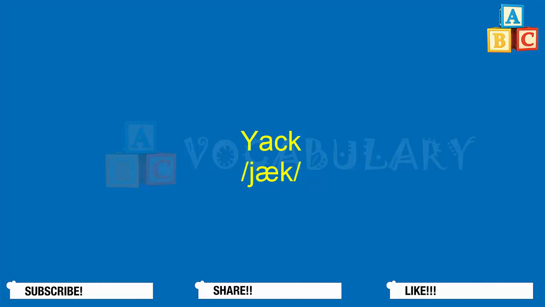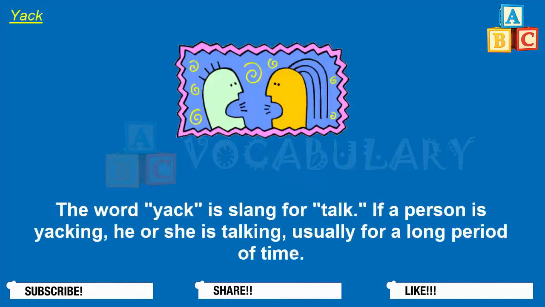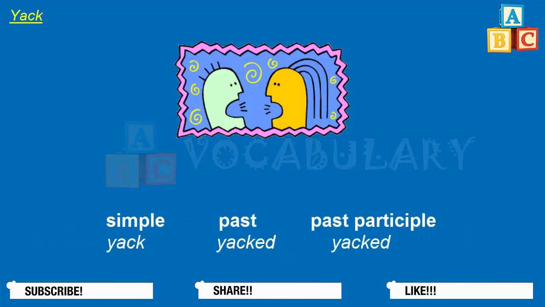Yak. The word yak is slang for talk. If a person is yakking, he or she is talking, usually for a long period of time. The simple form of this verb is yak. The past tense is yacked. The past participle is yacked.